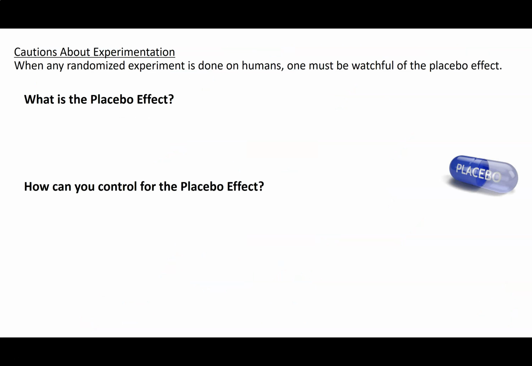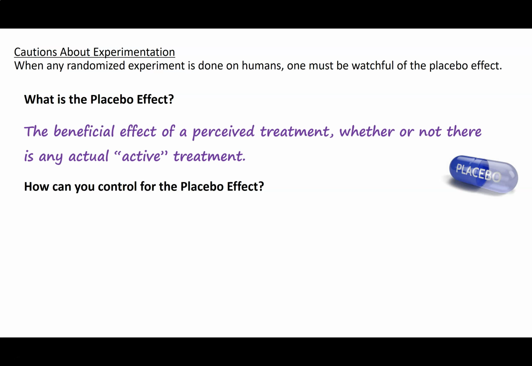So then, just a couple of cautions here. We're going to talk about placebo effect and then blinding. So whenever especially humans are involved, you want to be careful of the placebo effect. So first off, what is it? Chances are you've heard of it. So the placebo effect is that beneficial effect of a perceived treatment, whether or not there's any active treatment. So somebody believing that they're receiving a treatment, so that improving whatever's going on.